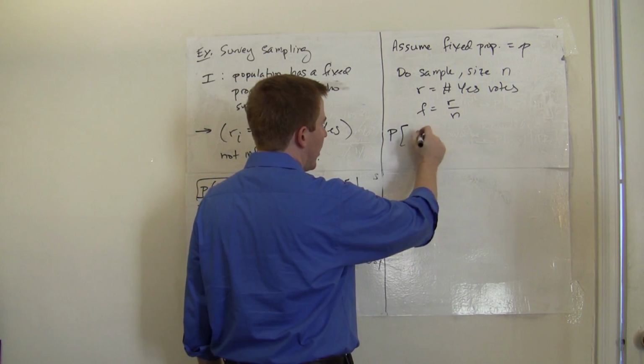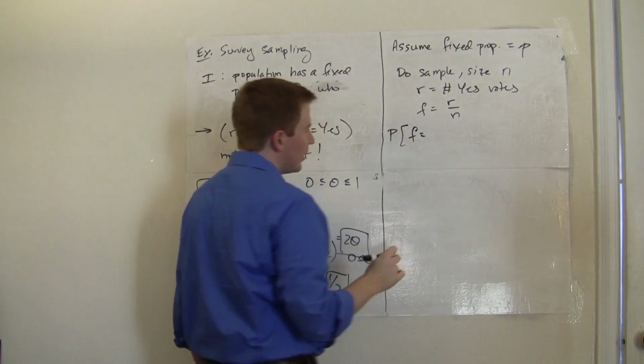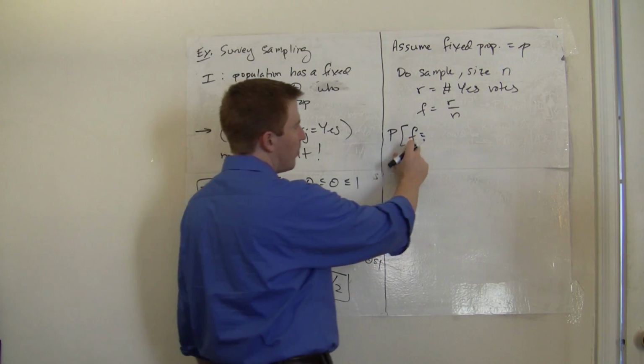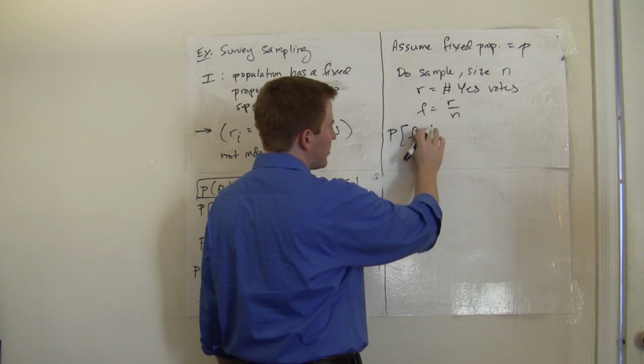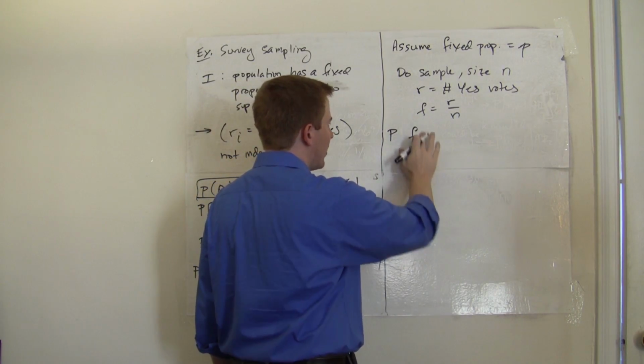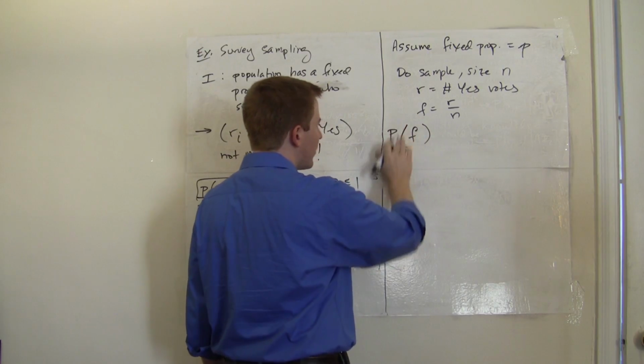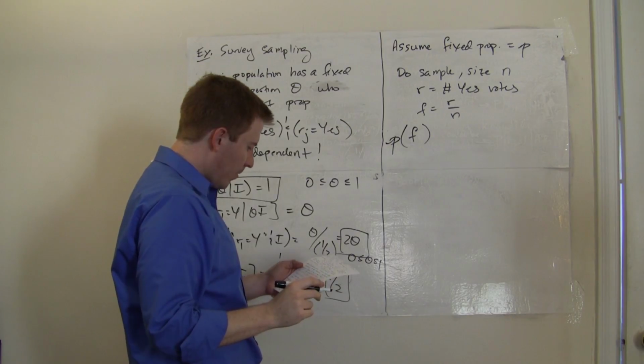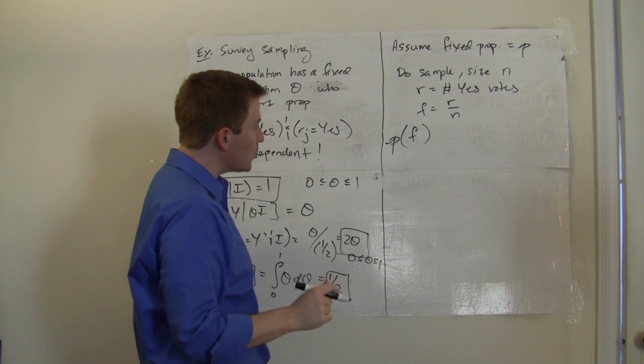So what probability would we assign to the statement that f has a particular value? Okay, so the way that we would actually summarize that is probably with the probability distribution. Okay, let's write it this way, which we know how to do, right?